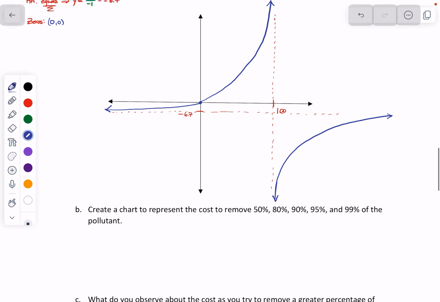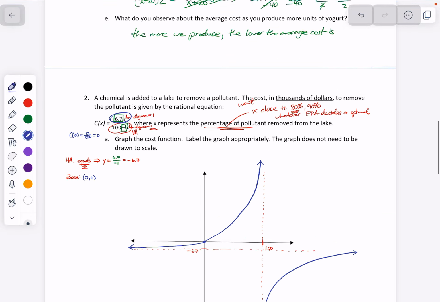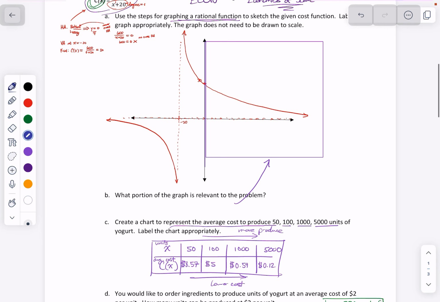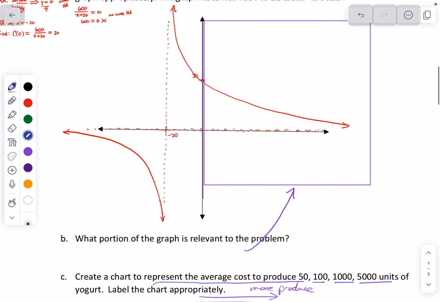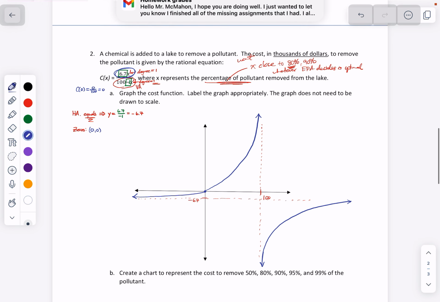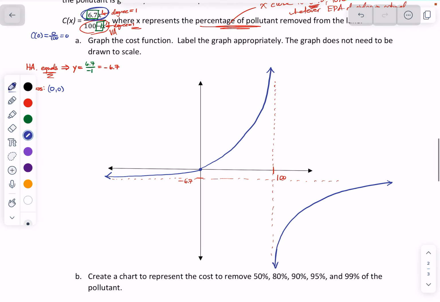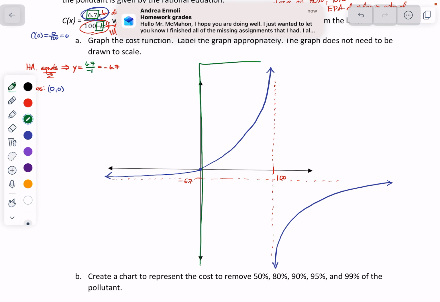Right. So just like the last problem, they asked which portion of the graph is actually relevant to the problem. In our case, we should ask that question too. That's going to be essentially this window as well.